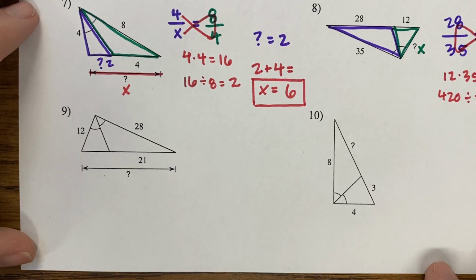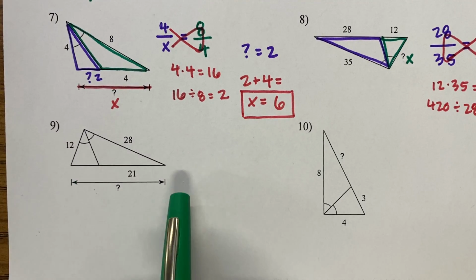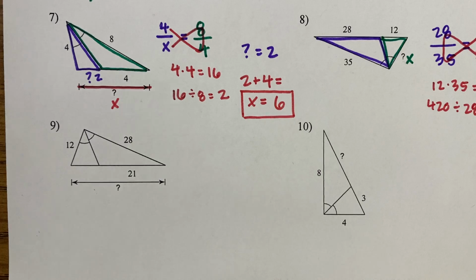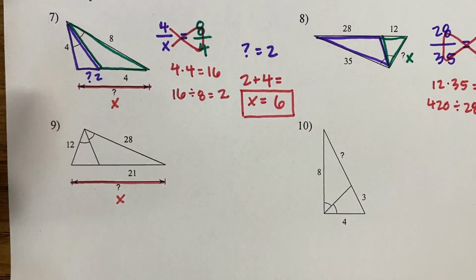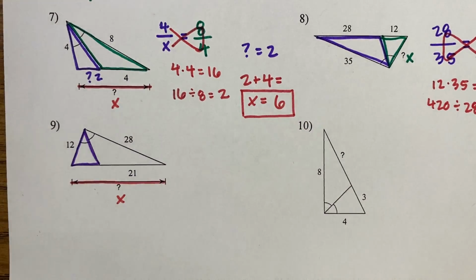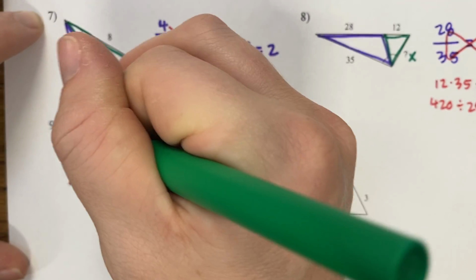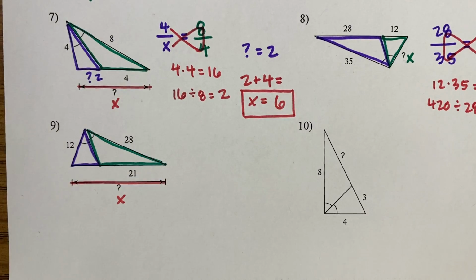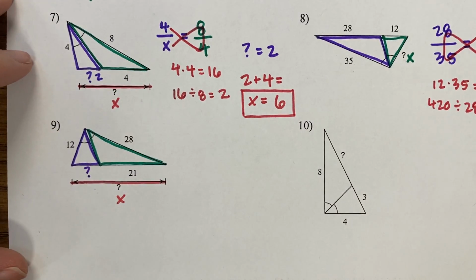Okay, last 2 examples. Number 9. So are we looking for a side or the whole piece? We're looking for the whole piece again. So this whole bottom side, we'll call that x. Okay, but again, I'm going to split up my triangle into 2 triangles so I can set up the proportion. Okay, so I have, we'll just call this question mark because we need that to find the whole piece.